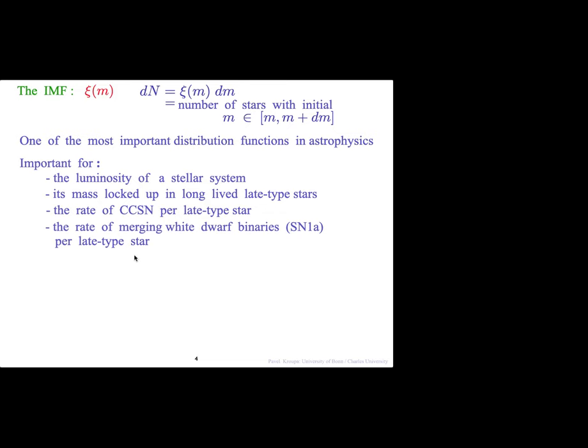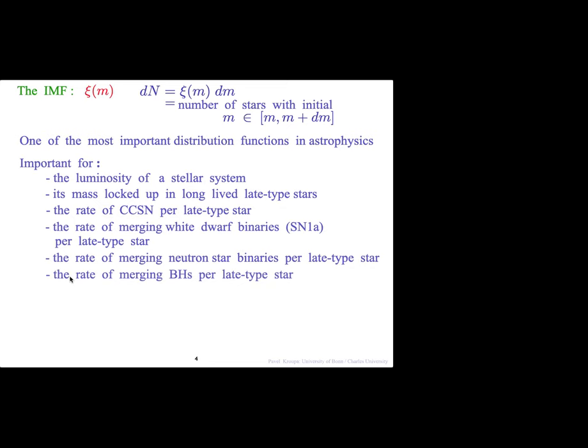It's important for the rate of merging neutron star binaries per late-type star. This is important for the R process, which generates some of the elements which we observe, and it's important for the rate of merging black holes per late-type star, which of course is important for the gravitational wave observations these days. And fundamentally, it's important for understanding the energy and element input into the interstellar medium. So this is just an overall recollection of why the IMF is important.